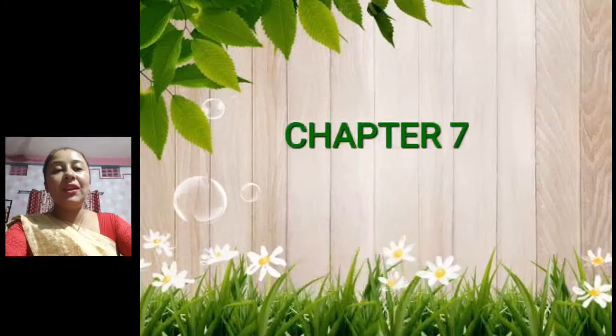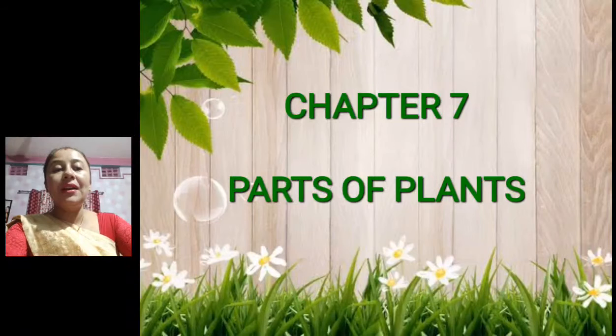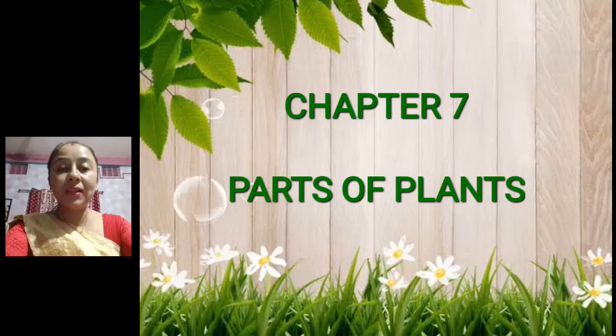So children, in today's class we are going to do chapter 7, parts of plant. You can see the plants here on the screen. See, there are varieties of plants you see around. If you go around somewhere, or look outside your house, you can see varieties of plants.